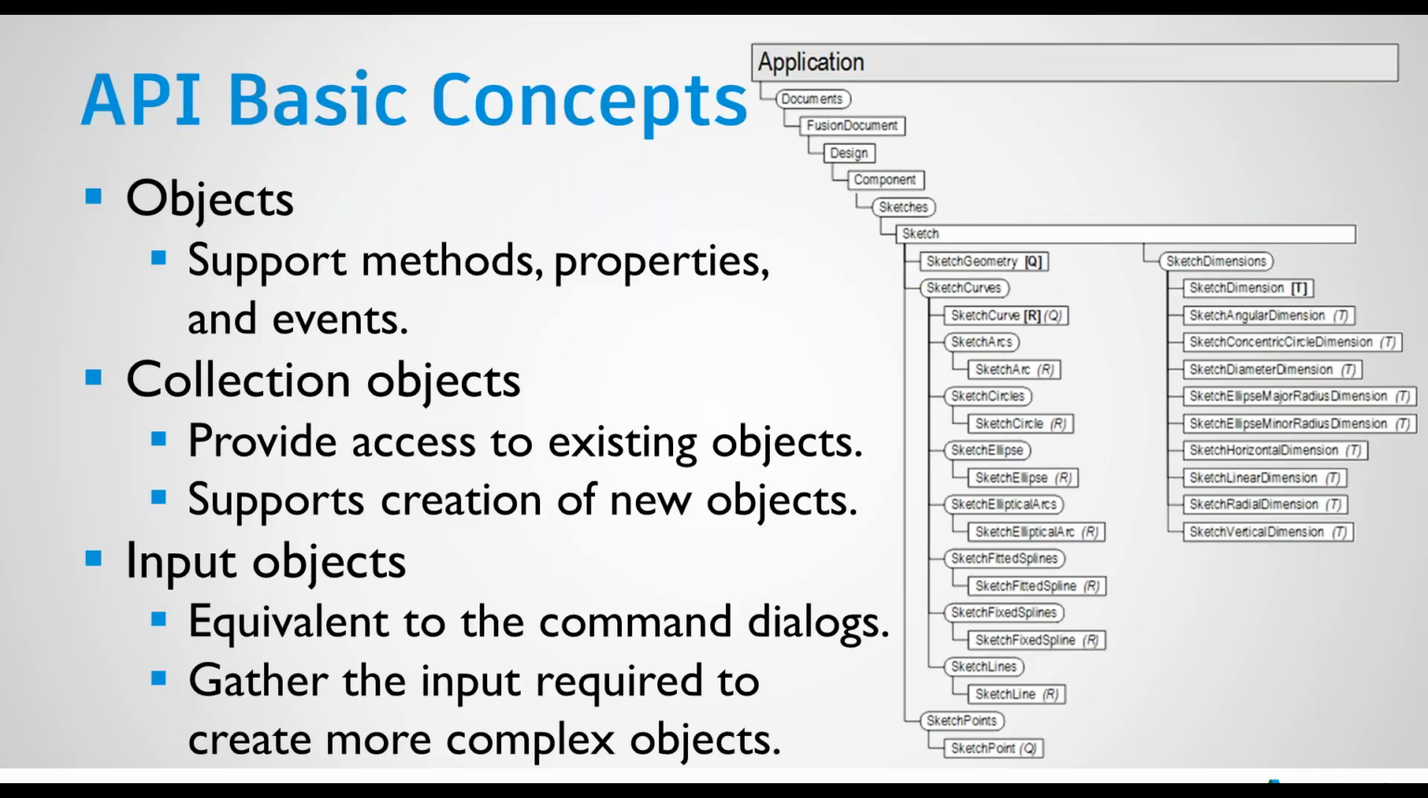And then once I've provided the necessary input, I can click OK, and then the extrusion is created. These input objects in the API are basically the same thing. It's just an object that has properties that I need to define. And once I've defined those properties, that's the input that's needed to create the extrusion. Then I can say, okay, now go create it, because you have all the information you need.